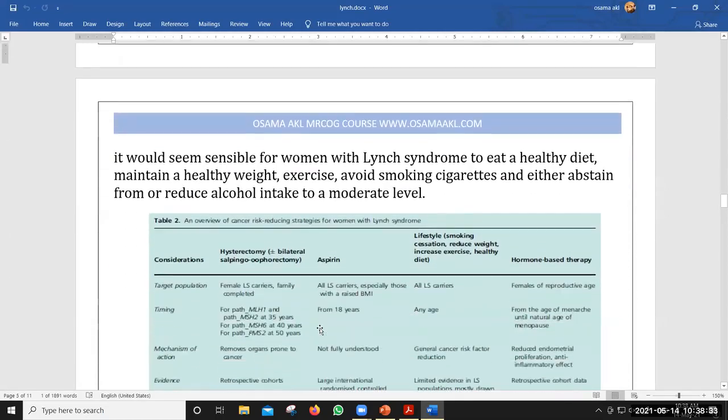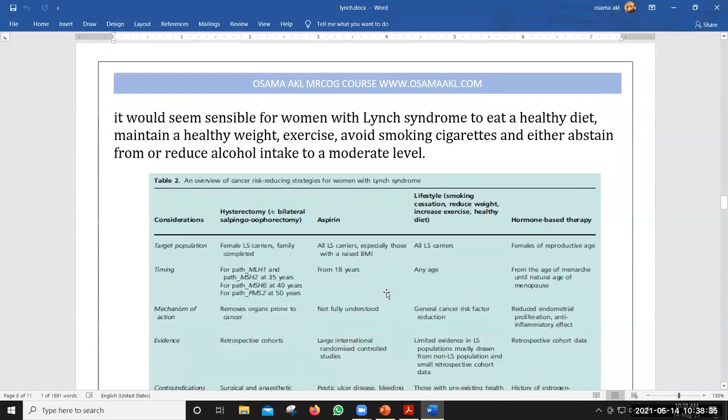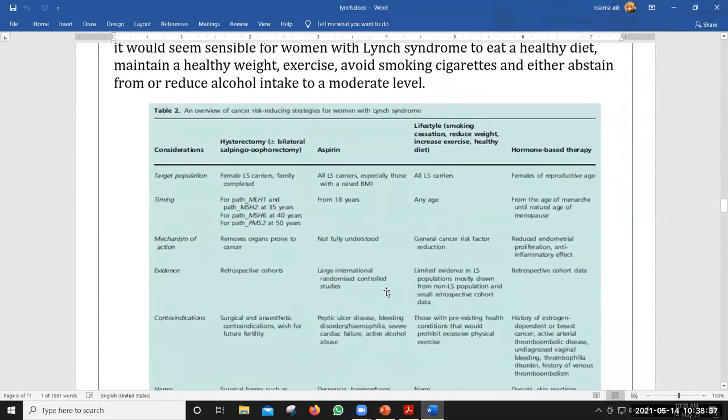Okay. What is the link, Dr. Osama, between aspirin and cancer? The RCOG said the mechanism is not clear. Okay, that's why it's recommended to start at age of 18. Look here, mechanism of action not fully understood. It's a drug which is safe and not expensive. Okay, it will start at age of 18.